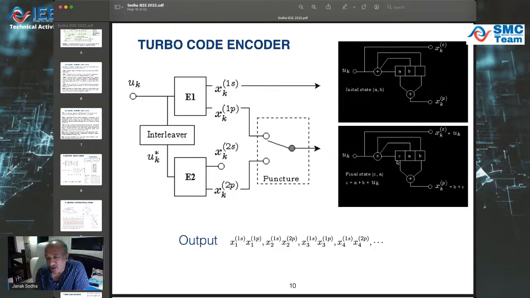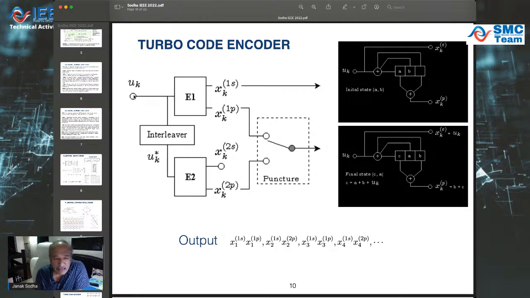And if you were to work your way through this, you will find that C is the modulo 2 operation of A plus B plus U of K, where U of K is the binary digit entering, and X of K is a systematic bit. Systematic because whatever comes in comes out, and this is the parity bit. These two would be given by this and this. Right? So if you were to follow this in your own time, you'll find that this is correct. Nothing difficult on the encoding part of it. So it's a very simple encoder which produces a systematic bit and a parity bit.